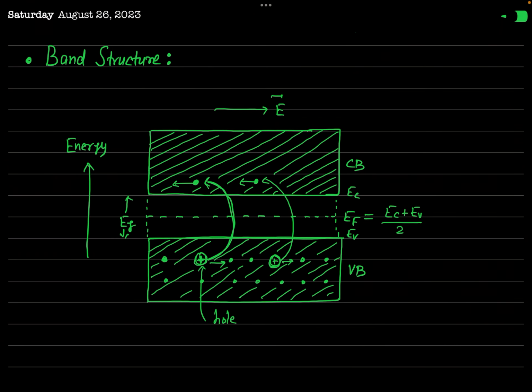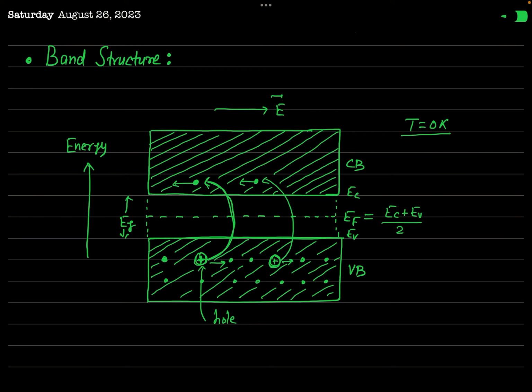Now, as I have told you, these things can be understood more rigorously and more clearly by considering the band structure of this material. Actually, in this figure, you can see the band structure of the pure semiconductor. In case of pure semiconductor, this band structure also depends on temperature. So here, first of all, we are talking about a temperature T equal to 0 Kelvin.